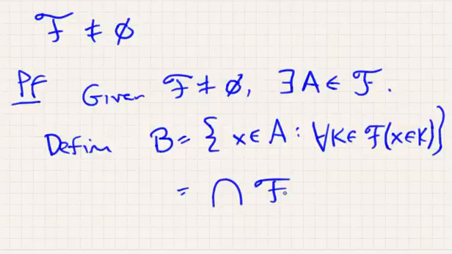And why is that? Well, if something is in B, then you take any element of F, it's going to be in F by definition. And if you take any element of the intersection of F, that means it's in every element of F. Because A is an element of F, this condition is redundant. So these two things are in fact equal to each other.